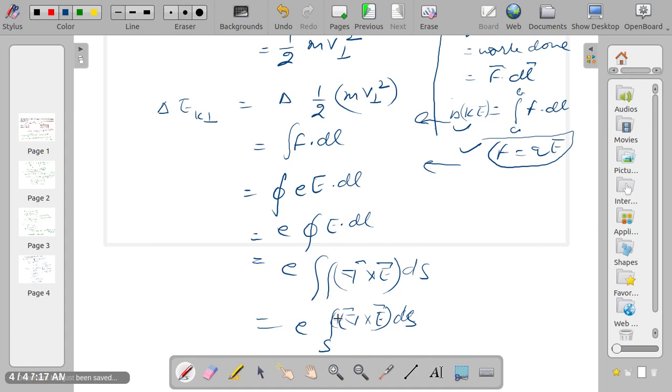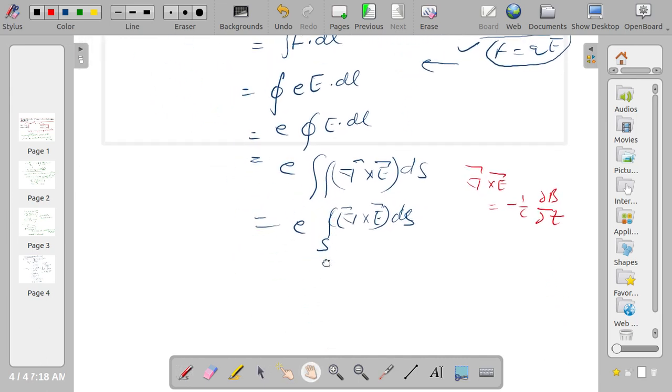But if I use Faraday's law, and what Faraday's law suggests, as I stated earlier, so if I substitute it here, then this will become minus E over C, curly B over curly T, and this is independent of area because it depends upon time, so it can be taken outside this integral.